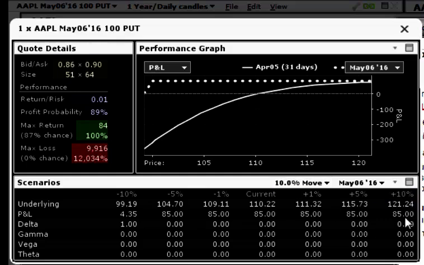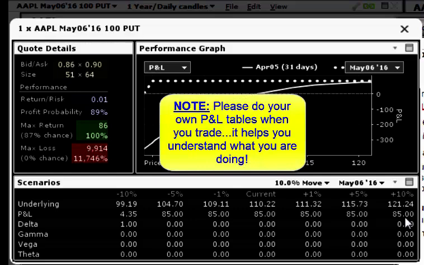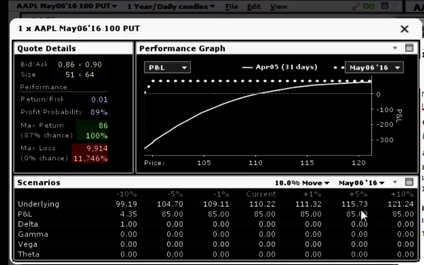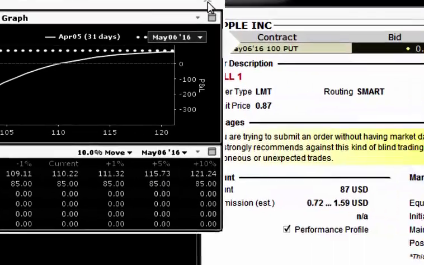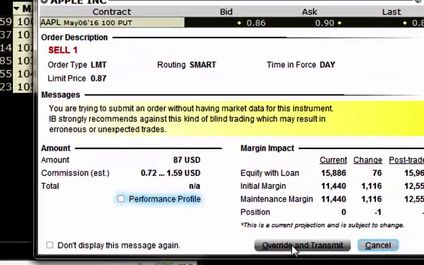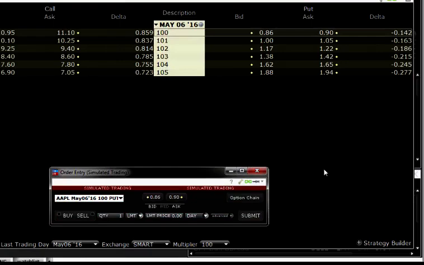So you can quickly see here our profit and loss situation for each move in the market, in Apple share price. So really, really useful stuff here for you. We would recommend that you learn to do your own profit and loss tables without depending on Interactive Brokers for them, because it gets your mind more focused on what this strategy does. So when we're done with that, we'll just X out of here and we click on Override and Transmit. And that order has now gone into the market.